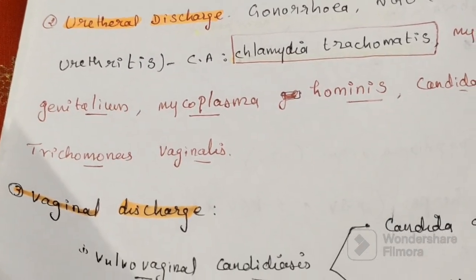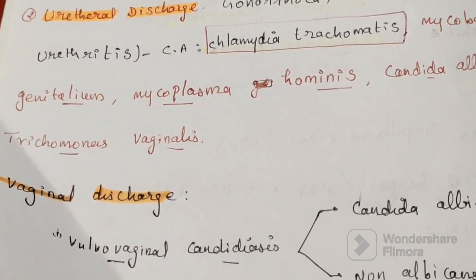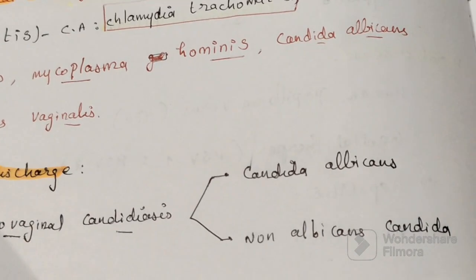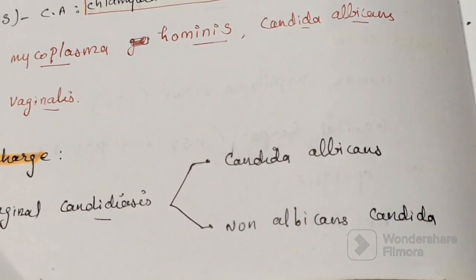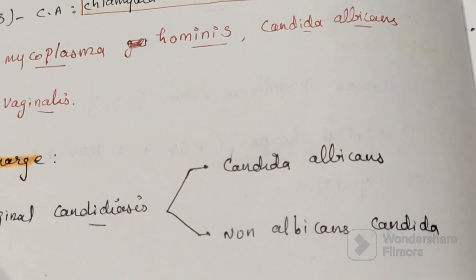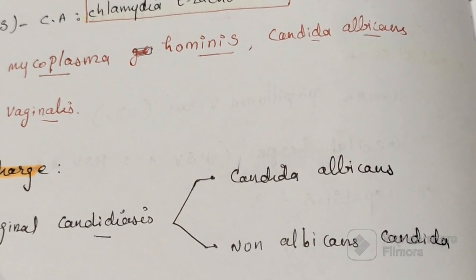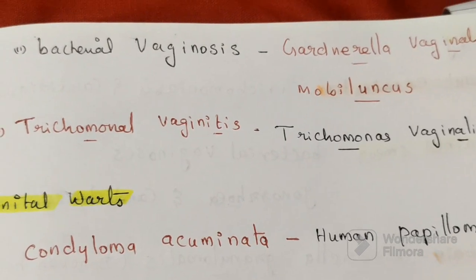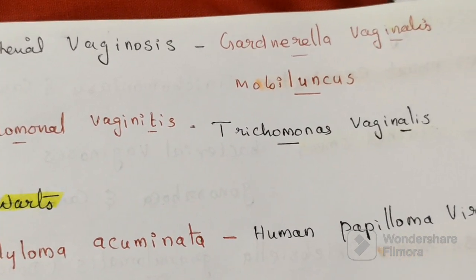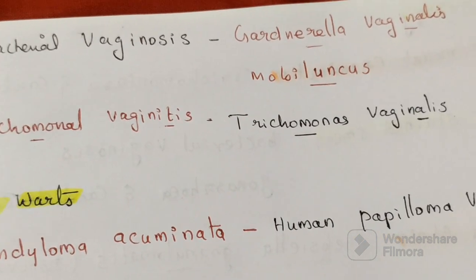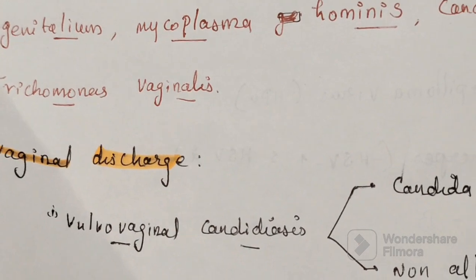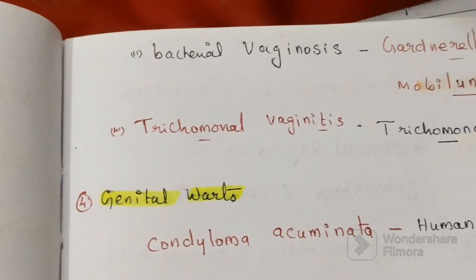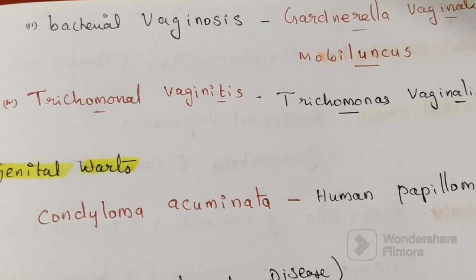In the case of vaginal discharge, it is because of vulvovaginal candidiasis, caused by Candida albicans and non-albicans Candida. Next, bacterial vaginosis, then trichomonal vaginitis caused by Trichomonas vaginalis. So vaginal discharge is caused by vulvovaginal candidiasis, bacterial vaginosis, and trichomonal vaginitis.